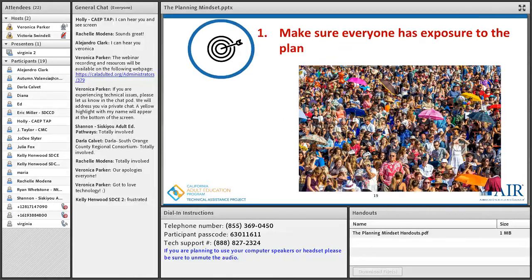And so being really intentional about looking at your plan, paying attention to it, is something that is critical if you want to stay in that planning mindset. And the first thing is just to make sure everyone has exposure to the plan. Honestly, I've talked to many, many people in consortia around the state. I know you people on the phone are the exception, maybe because you're on this webinar in the first place. But not everyone in your consortium has seen your plan.